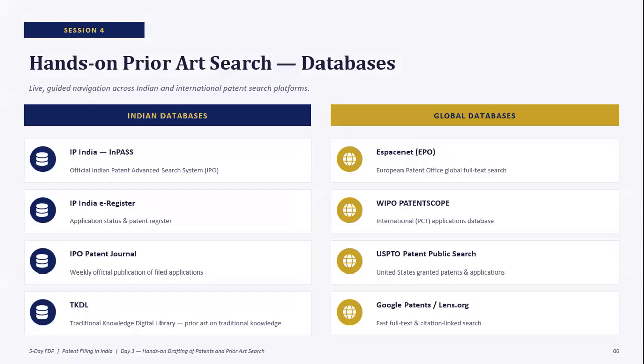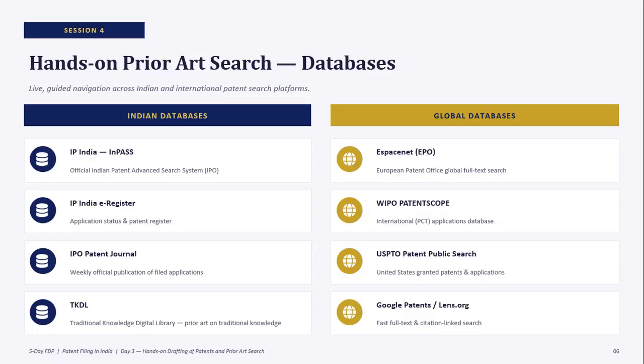Now we are going to have a practical session on hands-on prior art search. Before that, let us go through the basic introduction features of hands-on prior art search. Then we will move over to the case study description, how to do the prior art search and patent drafting. In the form of a case study, we are going to discuss.